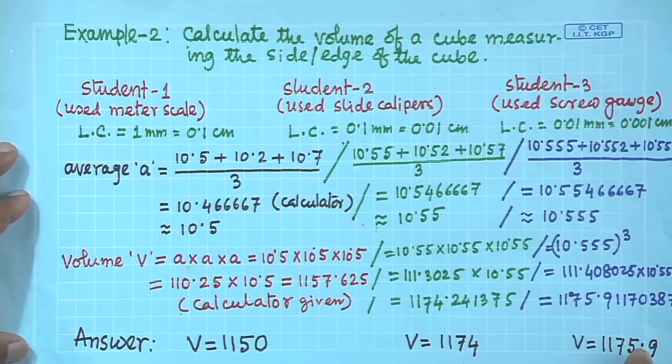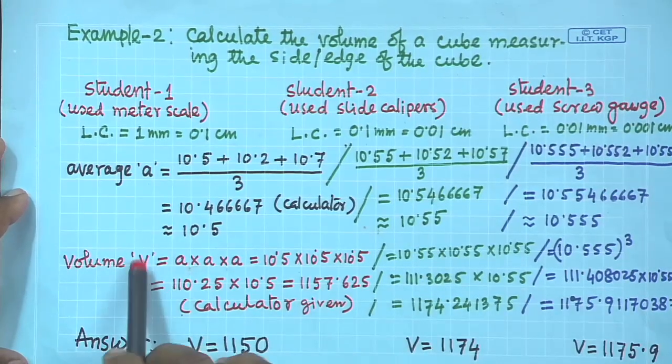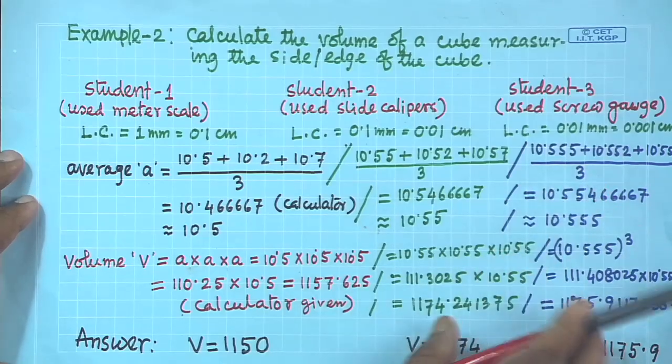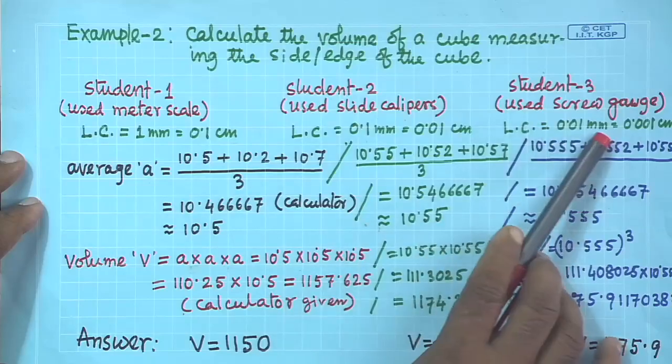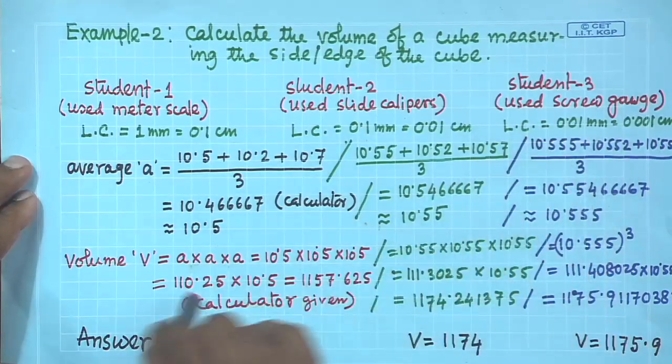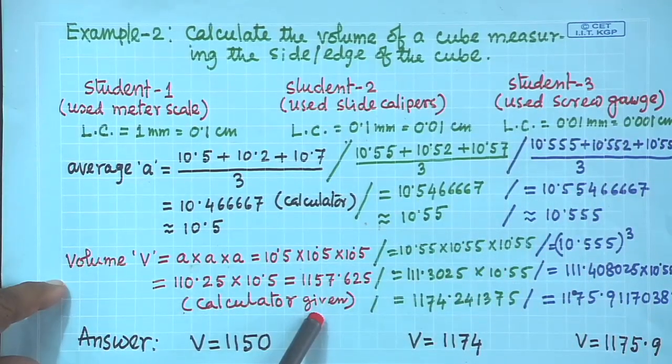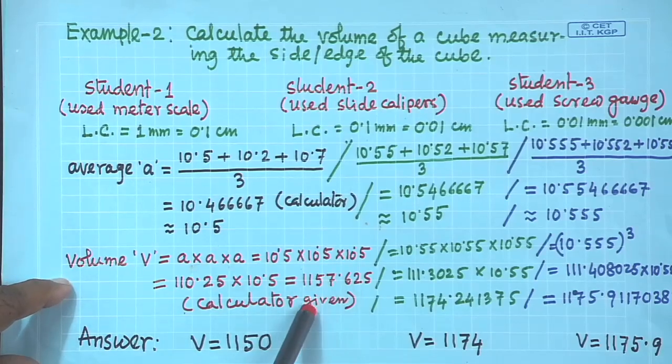So, in the last class I was discussing the calculation of the volume of a cube, measuring the side or edge of the cube. Student 1, student 2 and student 3 used a meter scale, slide calipers and screw gauge, and they calculated the volume.